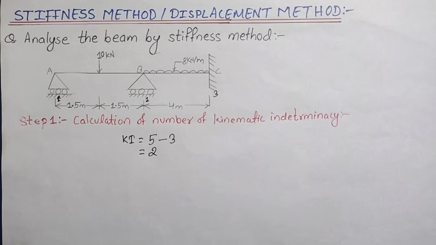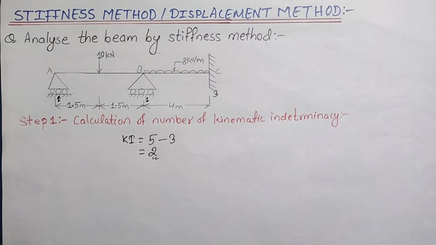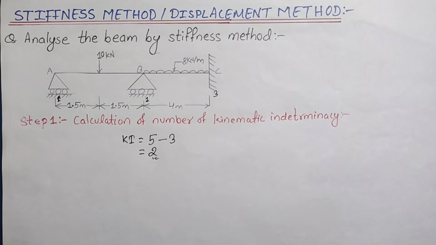You may ask why we needed to calculate the kinematic indeterminacy, and the answer is that it gives us an idea about the size of the stiffness matrix, whether our stiffness matrix is of 2 by 2 form or 3 by 3 form. So as our kinematic indeterminacy is 2, it means our stiffness matrix for this numerical is going to be a 2 by 2 matrix.